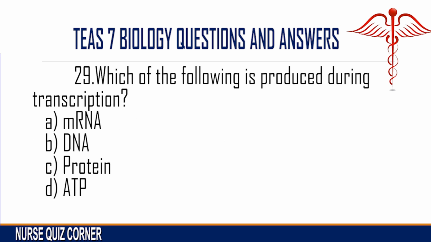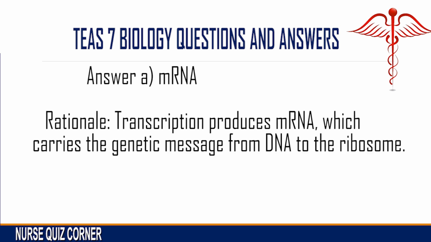29. Which of the following is produced during transcription? A. mRNA. B. DNA. C. Protein. D. ADP. Answer: A. mRNA. Rationale: transcription produces mRNA, which carries the genetic message from DNA to the ribosome.